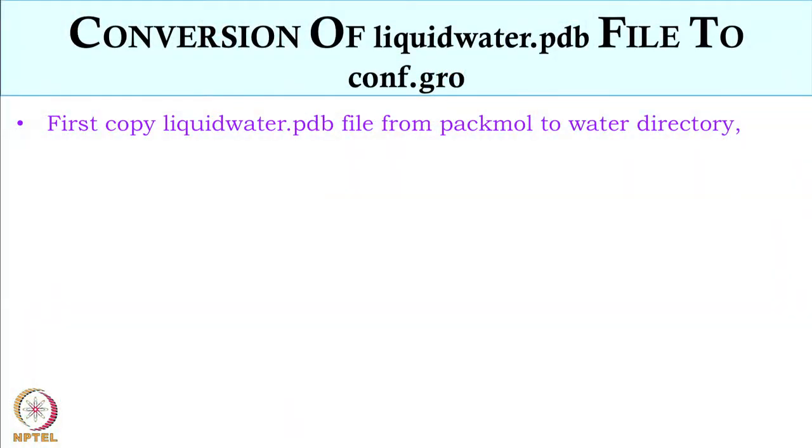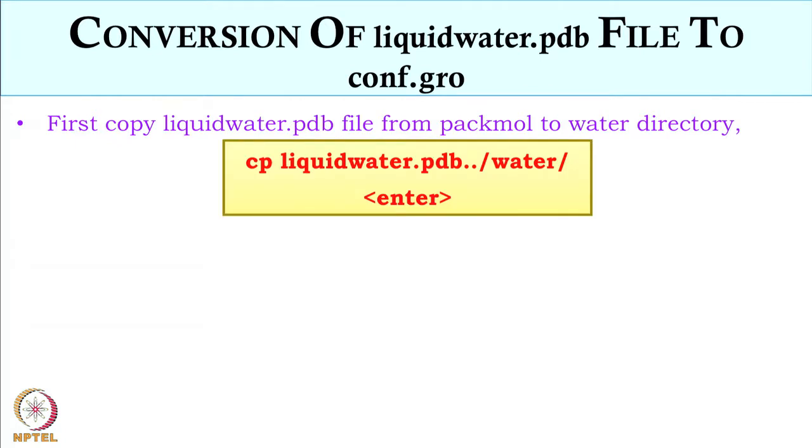Correct. Okay. So now once we have the water.pdb file, we will convert it into a GRO file to use it in GROMACS. To do that, first we will copy liquidwater.pdb from PACKMOL to the water directory, and then we'll give the command cp liquidwater.pdb to water.